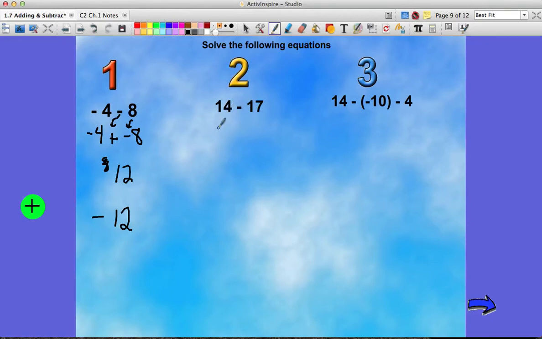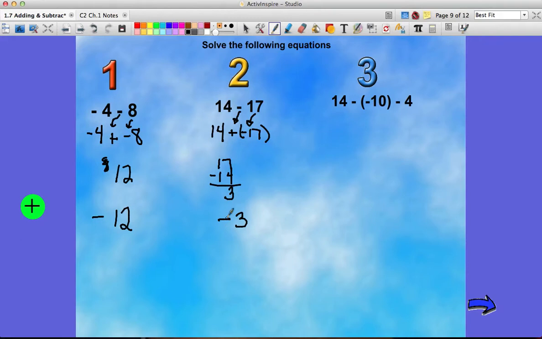14 minus 17, the 14 stays the same. Subtraction changes to addition. Positive 17 turns into a -17. Okay, so because -17 has a bigger absolute value, my answer is going to be negative. But because it's a positive plus a negative, I'm actually going to subtract and do 17 minus 14 gives me 3. So my answer is a -3.